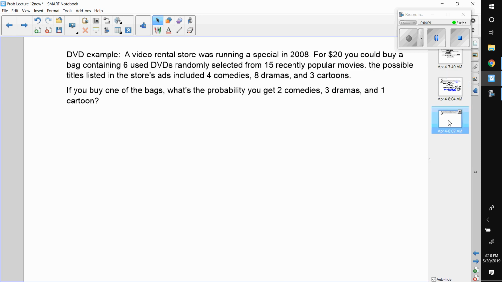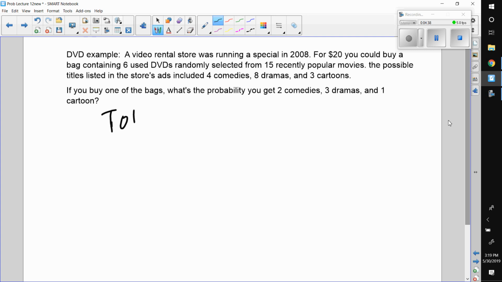We'll do one more. So we've got a DVD problem here. A video rental store was running a special in 2008. For $20, you could buy a bag containing 6 used DVDs randomly selected from 15 recently popular movies. The possible titles listed in the store's ad included 4 comedies, 8 dramas, and 3 cartoons. If you buy one of the bags, what's the probability you get 2 comedies, 3 dramas, and 1 cartoon? So we want to start with the total that you could get. 15 possible movies, and we are going to have 6 in our bag.